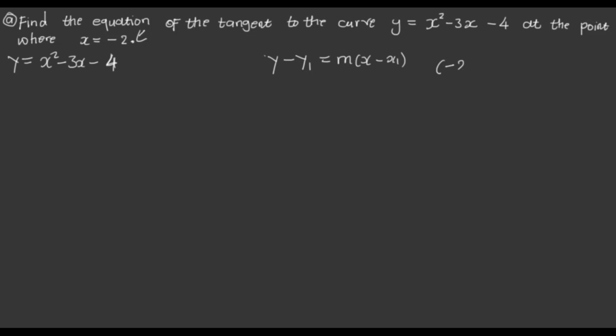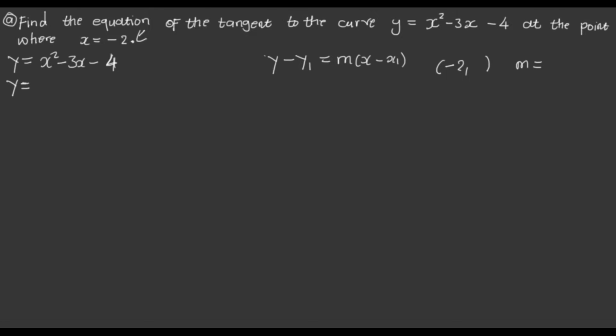The x coordinate is -2. So now before we proceed with our equation of the tangent, first we need to find the y coordinate. Then after finding the y coordinate, we need also to find the gradient. Okay, so now let's go back to our equation. We are going to find the y coordinate.